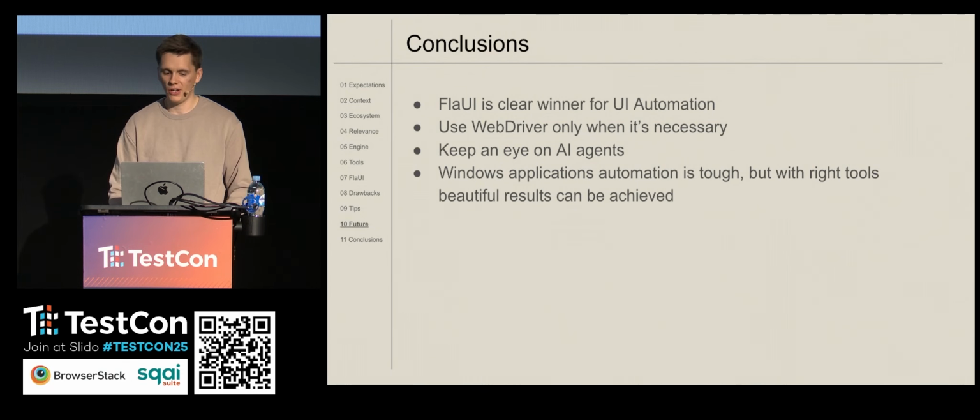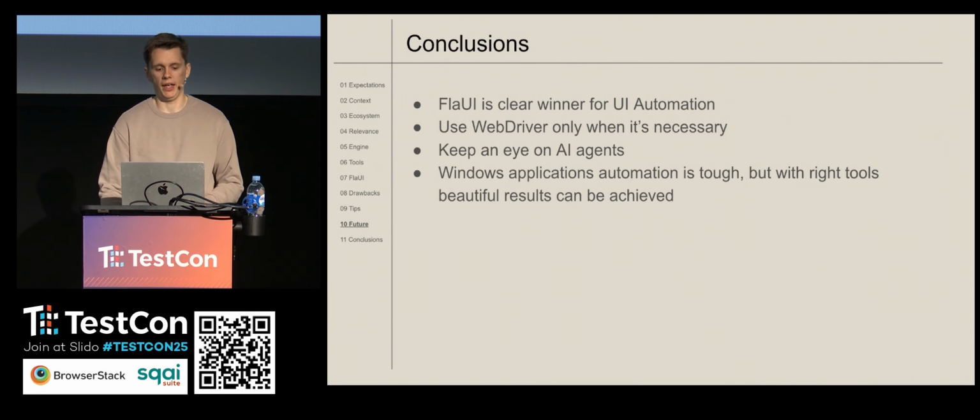So from this talk, I want you to take away these things. FlaUI is the clear winner for UI automation. Use WebDriver only when it's necessary, because on Windows it's quite buggy. And keep an eye on AI agents. Like I mentioned before, they have potential.